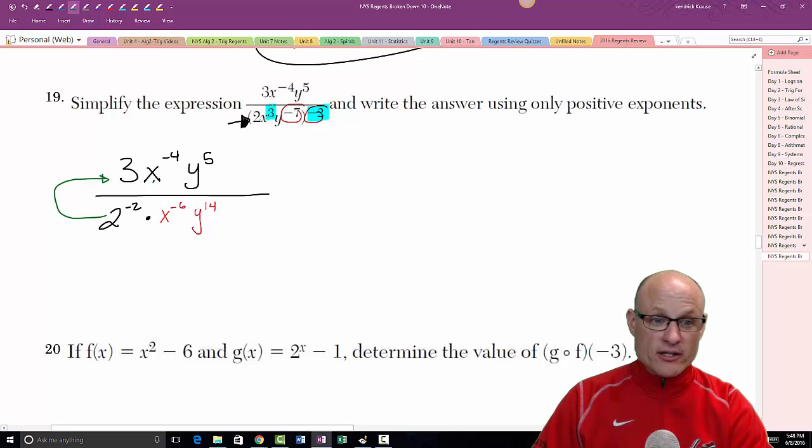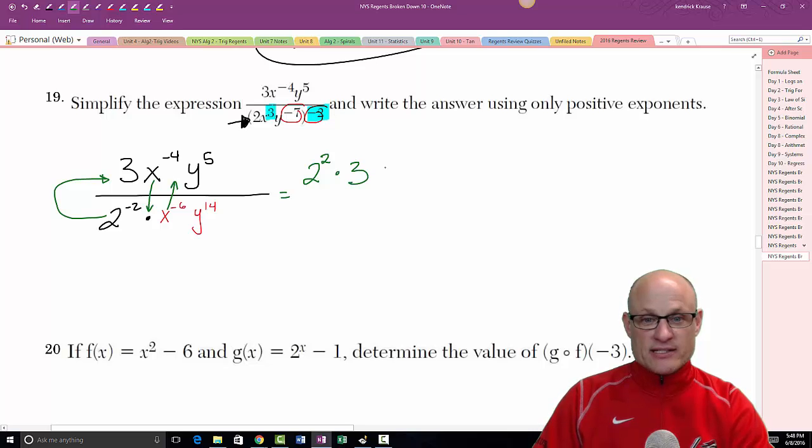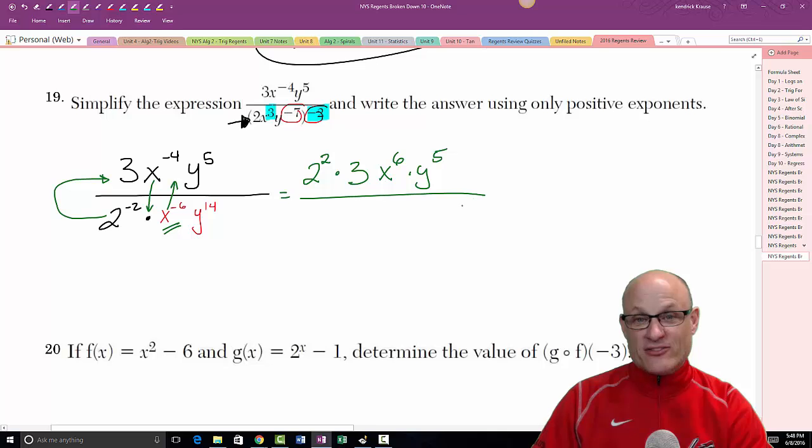If it's in the numerator, it comes to the denominator. So these things are all going to move. So I'm going to end up with 2. Now when they move, they become a positive exponent. So 2 squared times 3 times x to the 6, because that 6, this one went up, times y to the 5th. Now notice the y's aren't moving because they have positive exponents. That x to the 4th is coming down, and I have a y to the 14th down there.